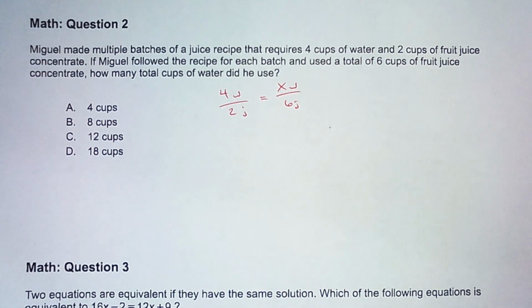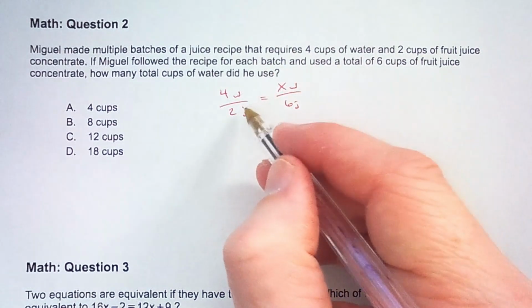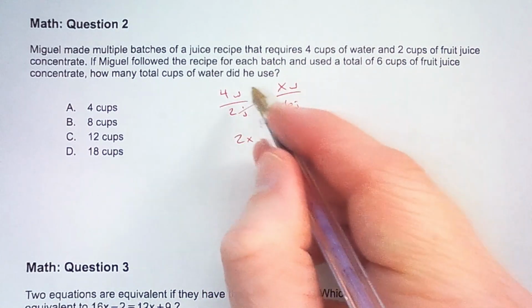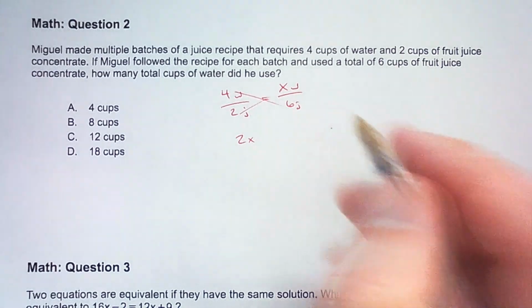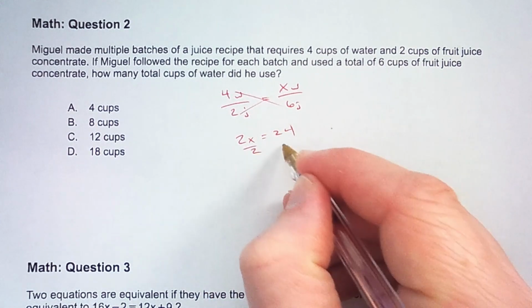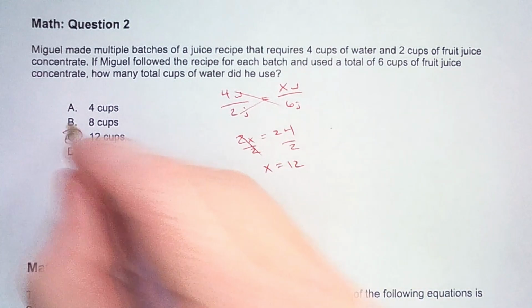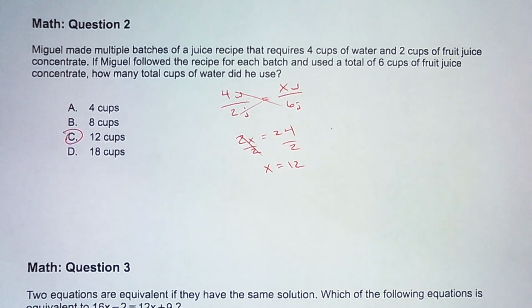Okay, so now from here on out I'm going to ignore the water and juice and just do cross products. It's 2x. And then 4 times 6, that's 24. And divide by 2, and we get x is 12. He used 12 cups of water.